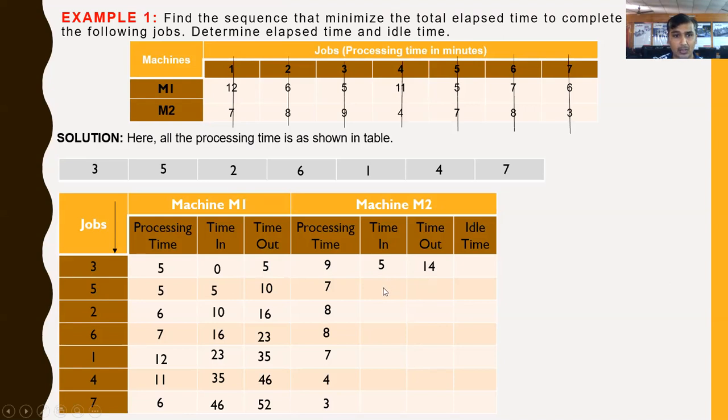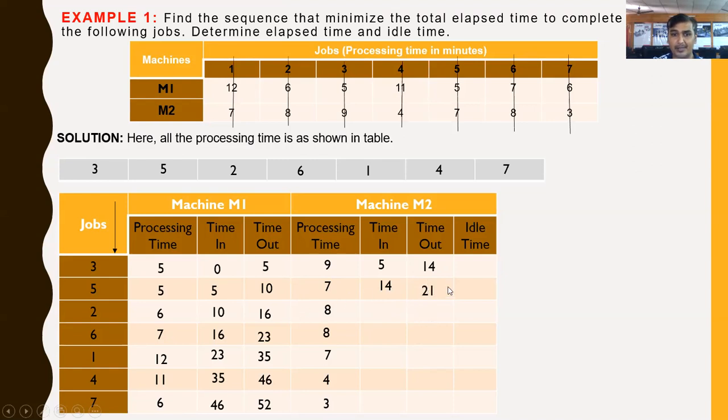Now the second job, job number 5. Here job number 5 is completed in 10 minutes, but job number 3 is completed on machine 1 and machine 2's total timeout is 14 minutes. So after 14 minutes, we operate job number 5. In that, we have to write down the maximum value. Here the 14 minutes, so write down 14. Summation is the same, 14 plus 7 is equal to 21.